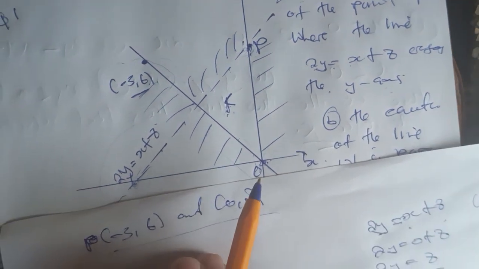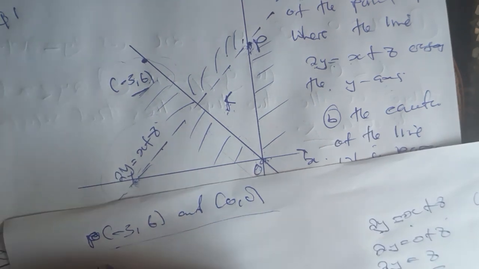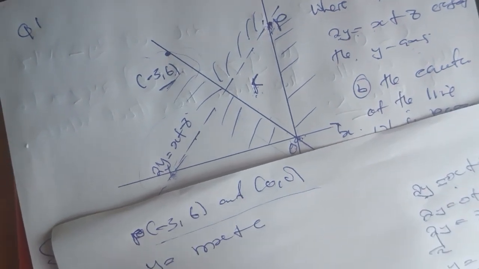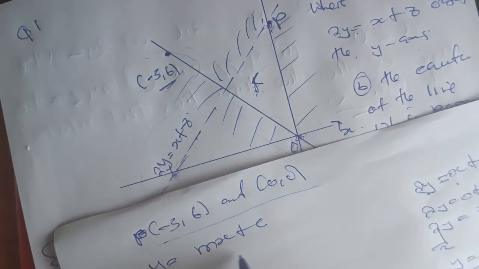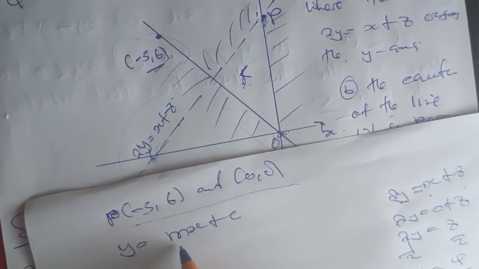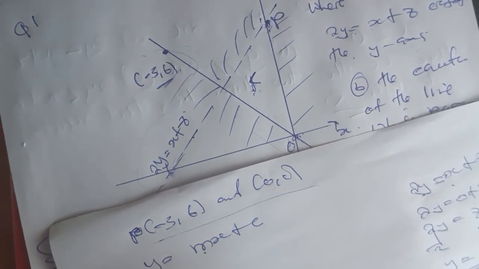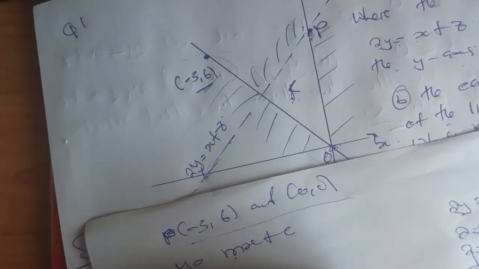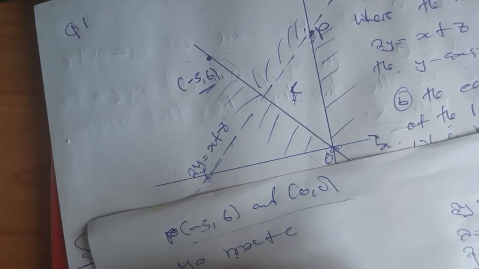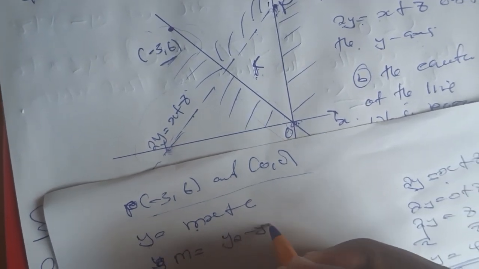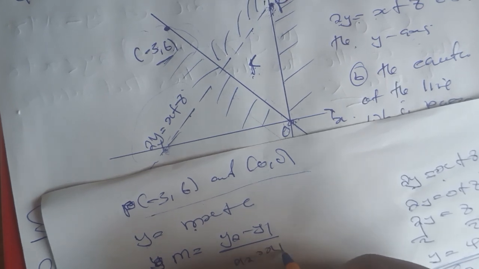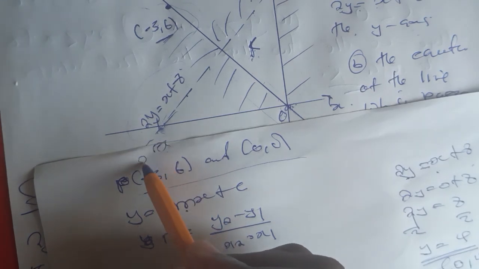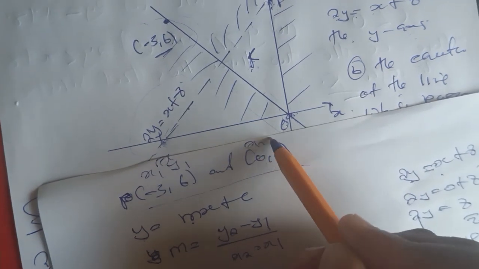So now how do you find the equation of these 2 points? You need to find the equation y equals mx plus c. Ladies and gentlemen, this is the general formula for a straight line, where y and x are points and m is the gradient. So the first thing is to work out the gradient. You find the gradient by saying m equals (y2 minus y1) over (x2 minus x1). You just take the points given: this point to be x1, y1, and this one x2, y2.